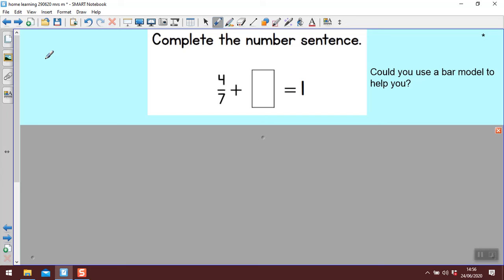Now we need to complete the number sentence. 4/7 plus something equals 1. Could a bar model help us? See if you can answer the question and then play the video again and find the answer.